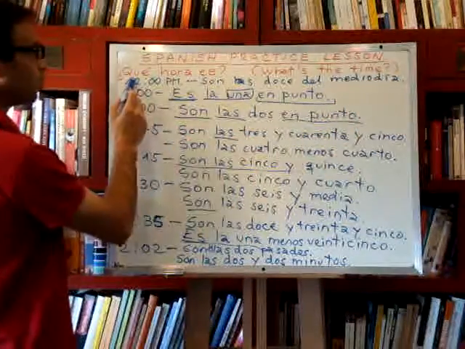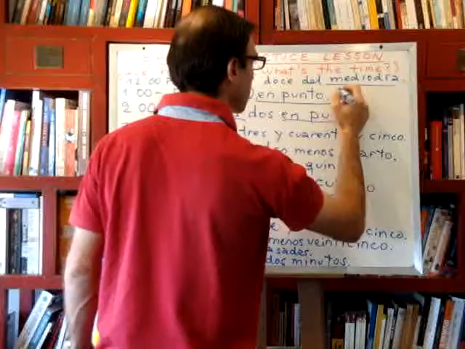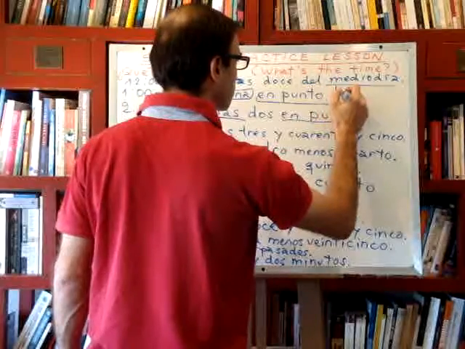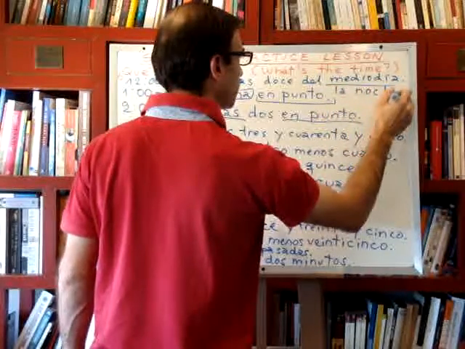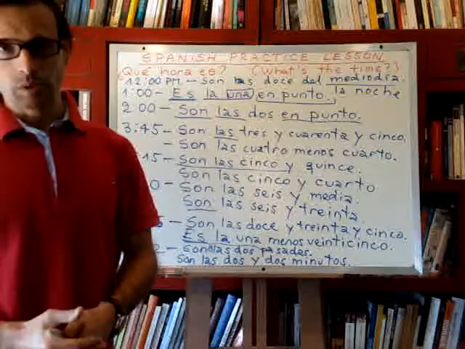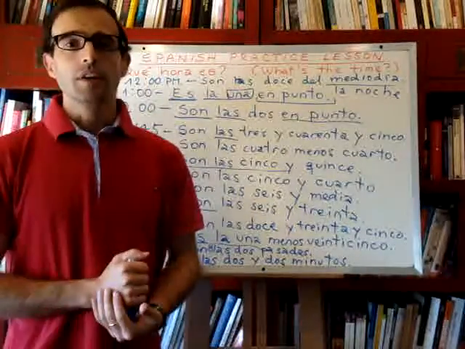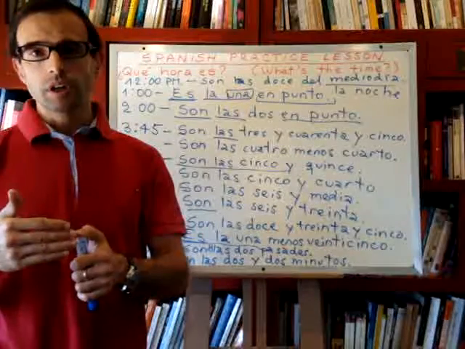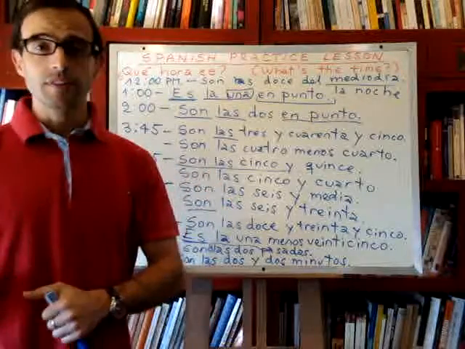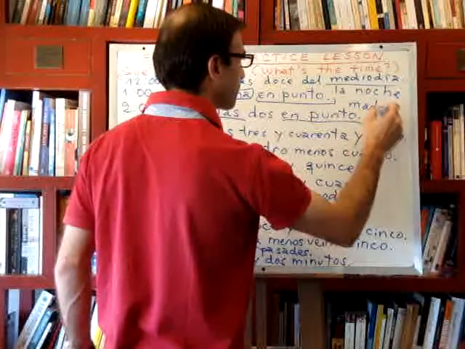If instead of being 12 p.m., it were 12 a.m., we would say son las 12 de la noche. Son las 12 de la noche, right? It is 12 of the night. That would be the literal translation. Son las 12 de la noche. Okay? So the hours between midnight and sunrise, we call them de la madrugada. Madrugada. Okay?